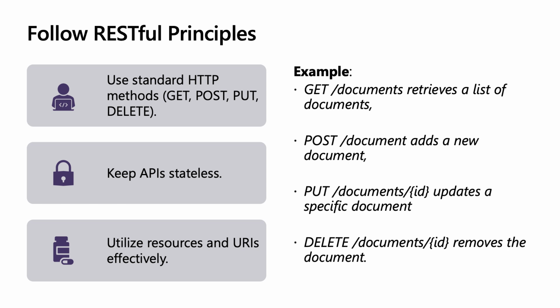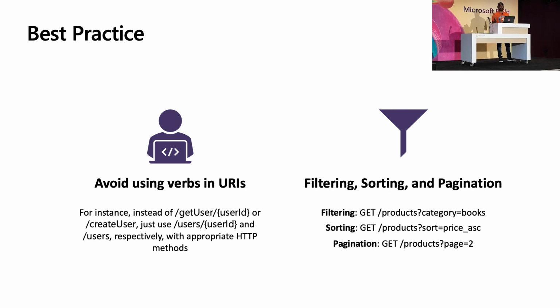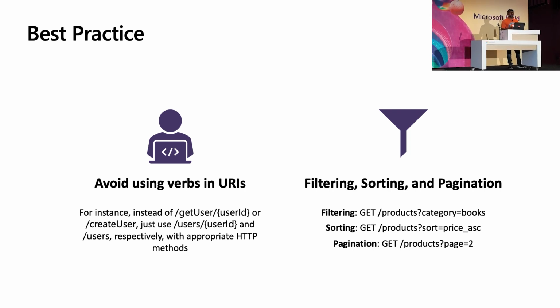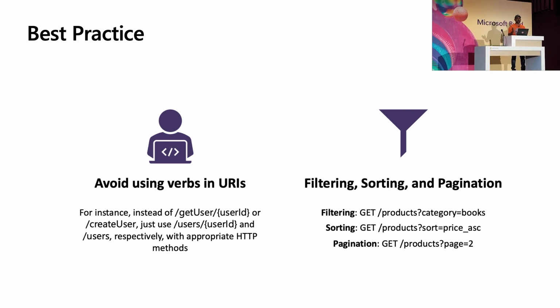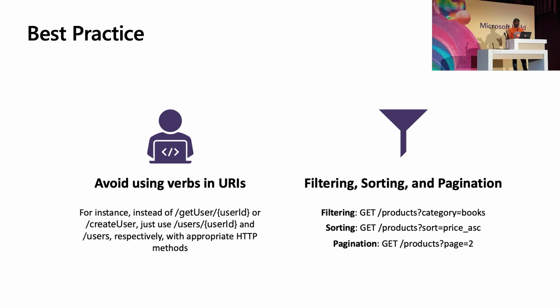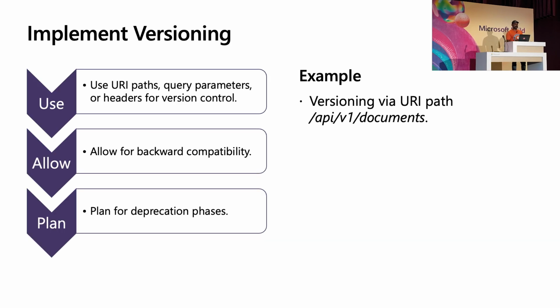Similarly, you can utilize resources and URIs effectively. Avoid using verbs like get users, create users. Apart from that, you can also use filtering, sorting, and pagination. Similar to what I have shown in the demo, for example, you can use category books, and so on. So pagination, everything. Going to the next thing.